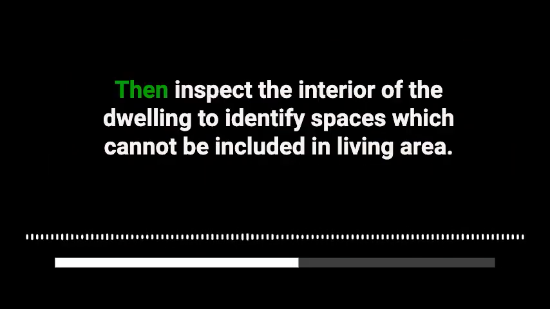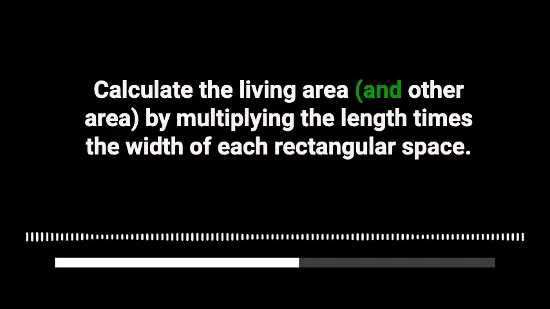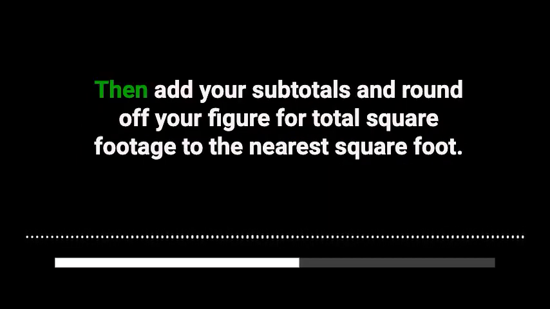Then inspect the interior of the dwelling to identify spaces which cannot be included in living area. Calculate the living area by multiplying the length times the width of each rectangular space. Then add your subtotals and round off your figure for total square footage to the nearest square foot.